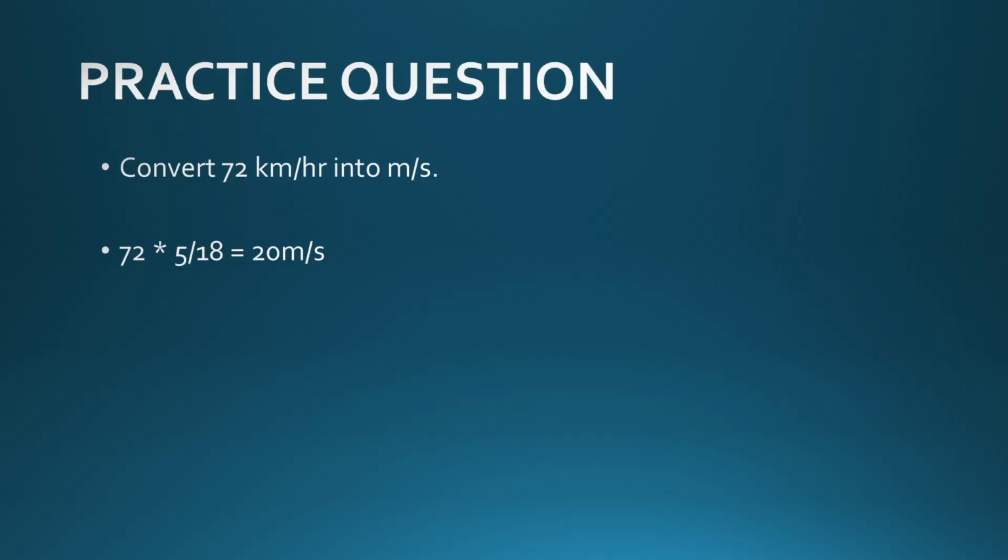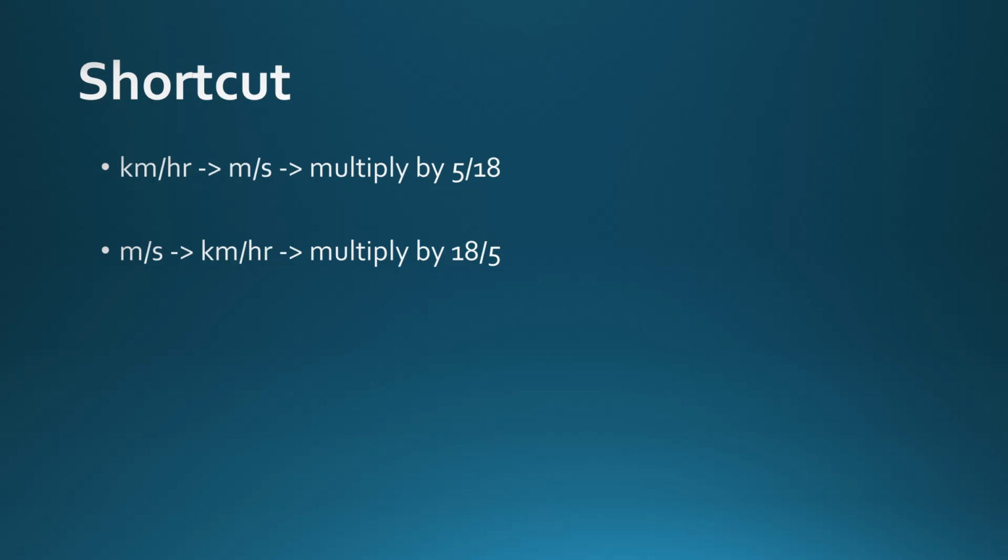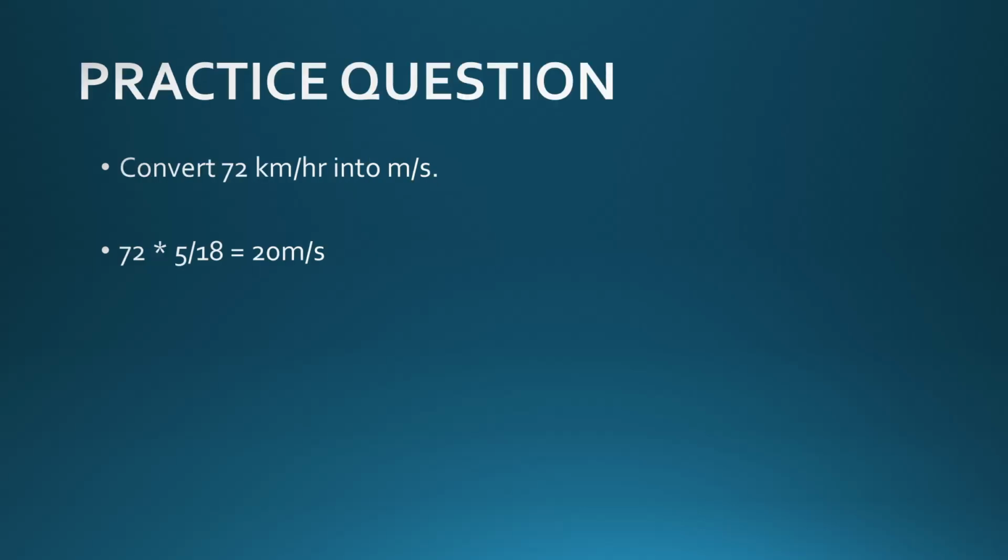Now let's look at a simple practice question. Convert 72 kilometer per hour into meter per second. So if we want to convert kilometer per hour into meter per second, we multiply by 5 by 18. So 72 into 5 by 18 equal to 20 meter per second.